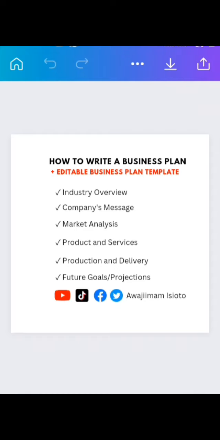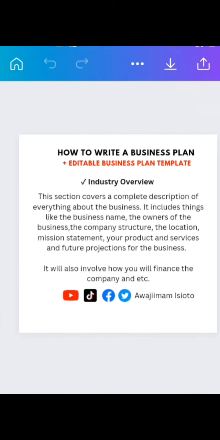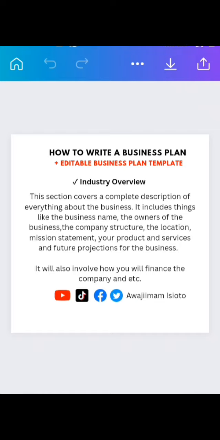So as we move forward in this slide, I'm going to be explaining all of them for you one by one. Okay, so starting with the industry overview. What do we mean when we talk about industry overview?